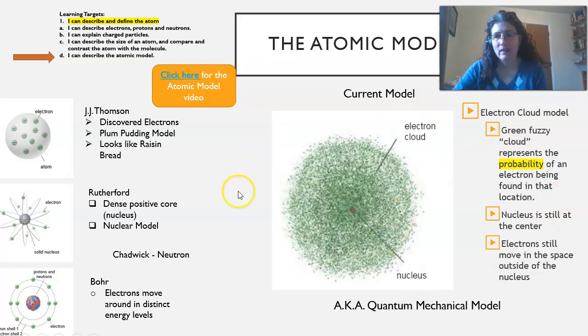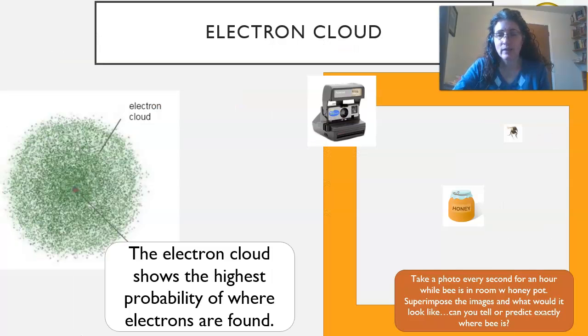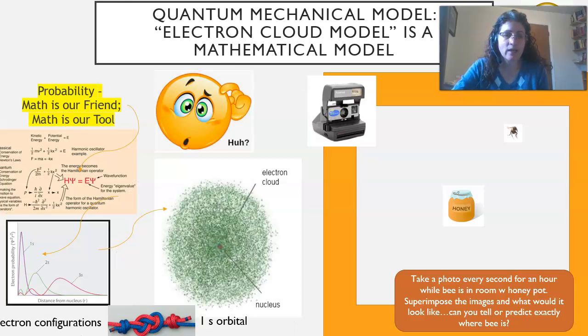But really, the current model, called the quantum mechanical model or the electron cloud model, is probably more accurate. That means that the nucleus is in the middle, and all these green dots are the probability of where an electron could be found because it's in constant motion. Well, how did they do that? Well, they took a lot of pictures of an electron, of where it could be, and then they have the probability of where it could be found in the area.